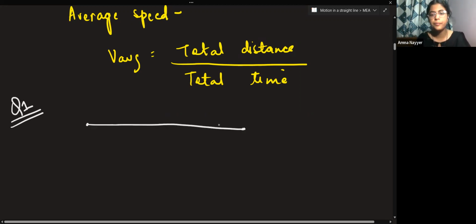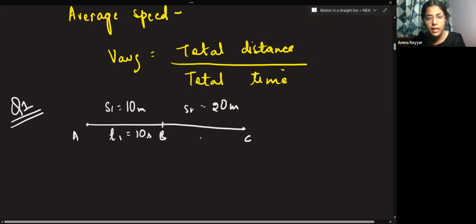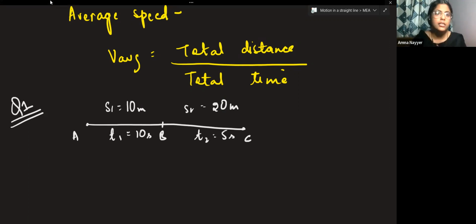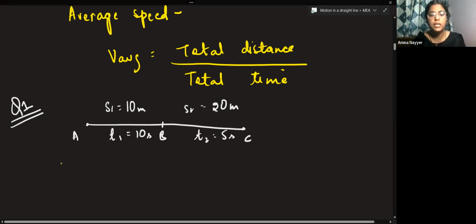So a body starts from A, this is point B, and stops at C. This distance is, let's say, 10 meters. This distance is 20 meters. The time interval for covering from A to B is 10 seconds, and the time interval from B to C is 5 seconds. See, in this question, total distance becomes what? V average is basically total distance divided by total time.